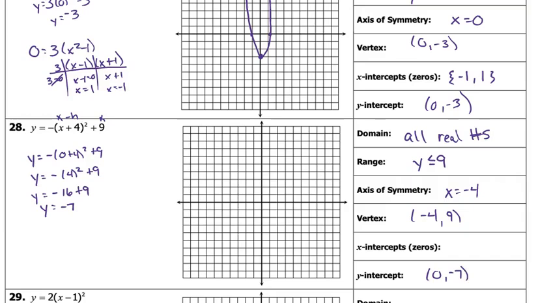So that kind of helps a little bit, gives me a little bit of a graph. So negative 7 is way down here though.